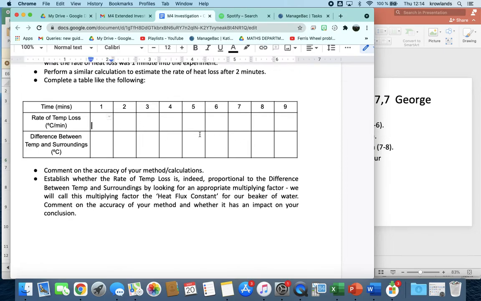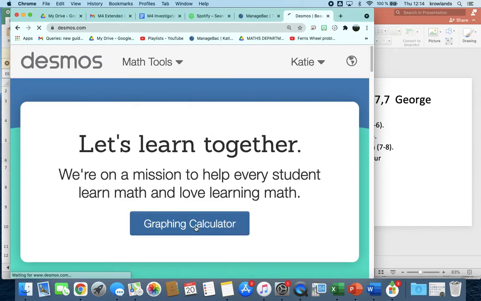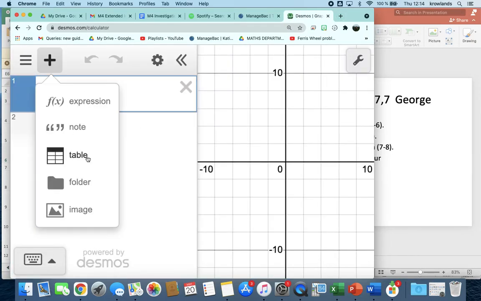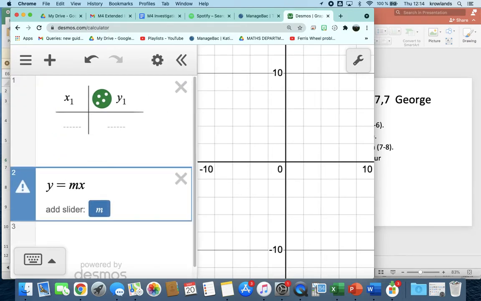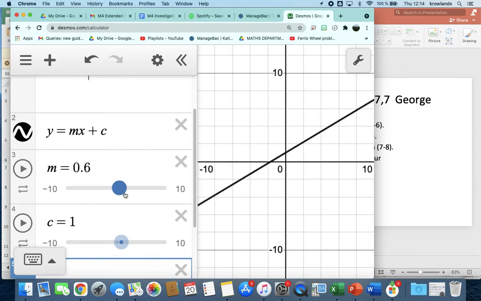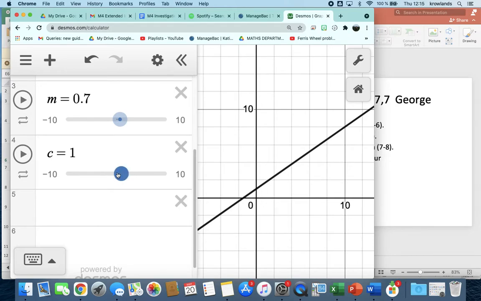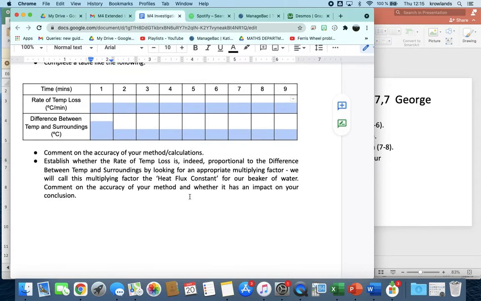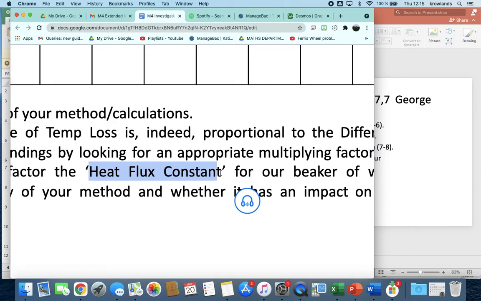Last but not least, you are going to collect this data and go onto Desmos. On Desmos, we're going to plot a graph by inserting a table and putting these values in. Once you've done that, you're going to write y equals mx plus c, and it's going to look like this. Now, you can move these sliders about and see if this straight line matches with this table of values. Because in this particular investigation we're looking for a heat flux constant, that means there's going to be a constant relationship between the two of them. So as one increases, the other also increases exactly.